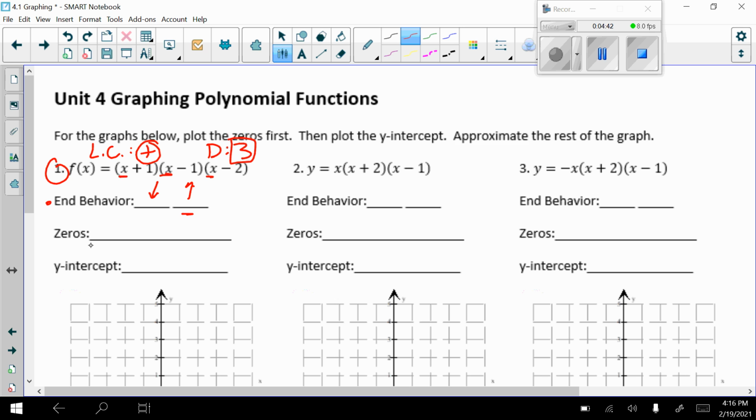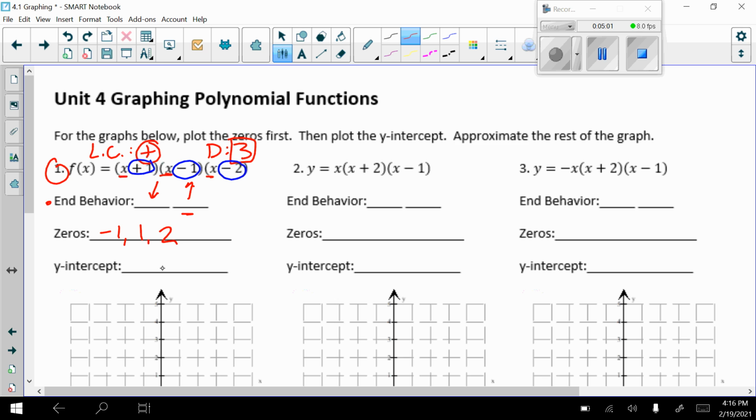In order to find the zeros, all I need to do is look at the numbers for each of those factors and change their signs. Okay, so this one would get me a -1. This one would give me a +1, and this one would give me a 2. So those are the zeros.